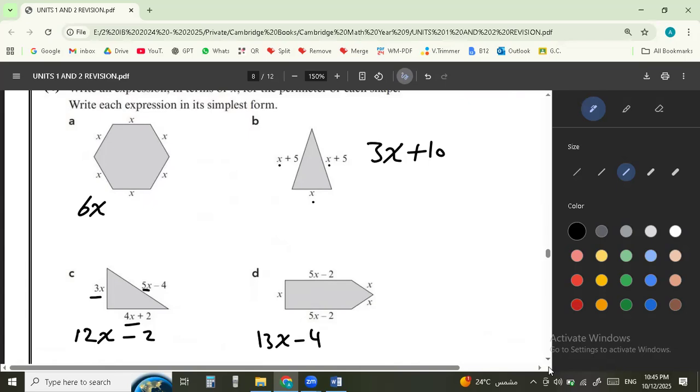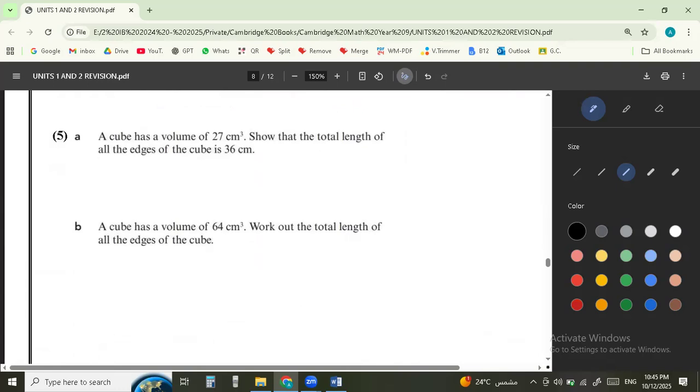X's together, constants together. A cube has volume of 27 centimeters cubed. All right, this might be a little bit confusing if you do not remember how to get the volume. Volume of a cube is S cubed. But they wanted the length of the side. So length of the side, S, equals cube root of the volume. I want the side, so I need to get rid of the cube. It goes there, cube root. So the length of one side is cube root of the volume.